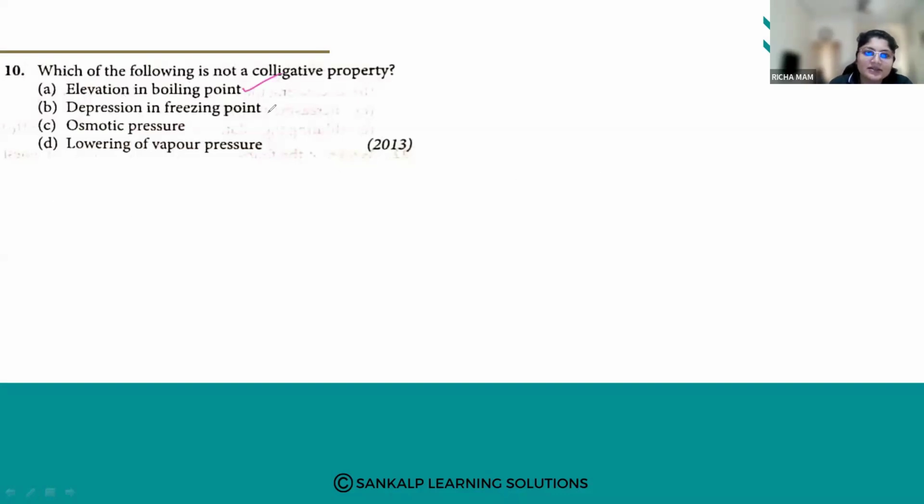Elevation in boiling point is a colligative property. Depression in freezing point is a colligative property. Osmotic pressure is also a colligative property. Lowering of vapor pressure is not a colligative property. It is relative lowering, the word should be relative. So this is wrong. Yes, option number D. Which is not a colligative property is option number D. Very good. So this was a question asked in 2013.